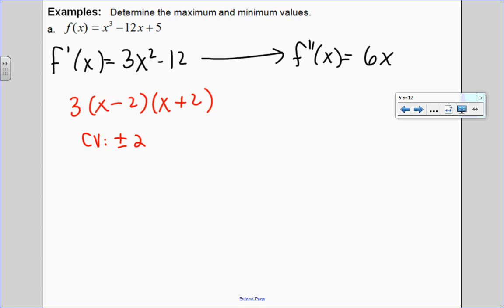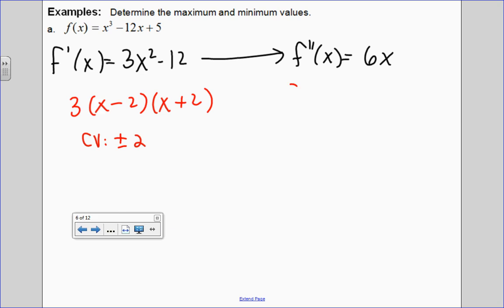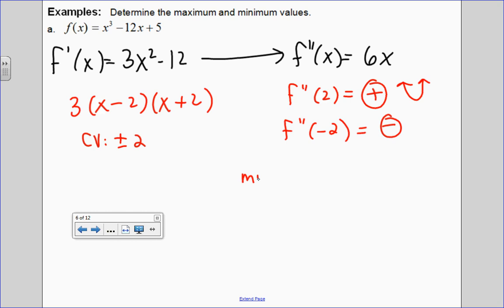I'm going to use those in the second derivative just to see, is it positive or negative? The second derivative at 2, I'm going to have 6 times 2, which is 12, and that is positive. Second derivative at negative 2, I'm going to have 6 times negative 2, which is negative 12, so that is negative. Since it's positive, that means it's concave up, which means it has a minimum, at x equal to 2. Put in 2 for the original function to figure out what the y value is. So 2 cubed minus 12 times 2 plus 5. The y value that goes with that is negative 11. So I have a minimum point at 2 and negative 11.